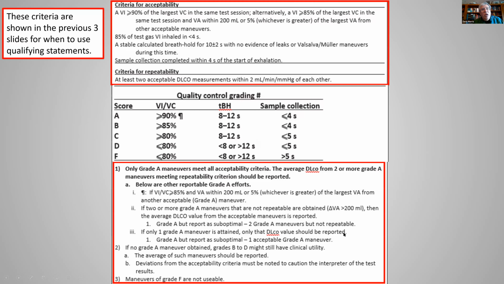Now, essentially there's a little cheat sheet in the guidelines. We're not going to read this now, but I just want to let you know that the techs all have this taped to their computers. Essentially the top third and the bottom third, I already showed you in the previous three slides: what's a grade A, and what are the three qualifying statements to still call it a grade A.